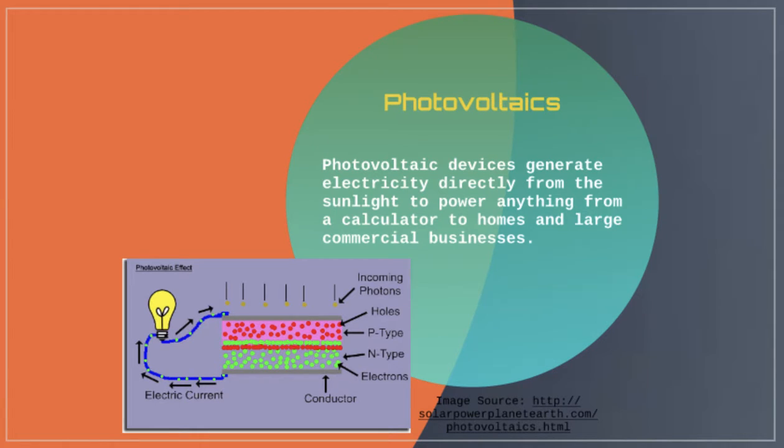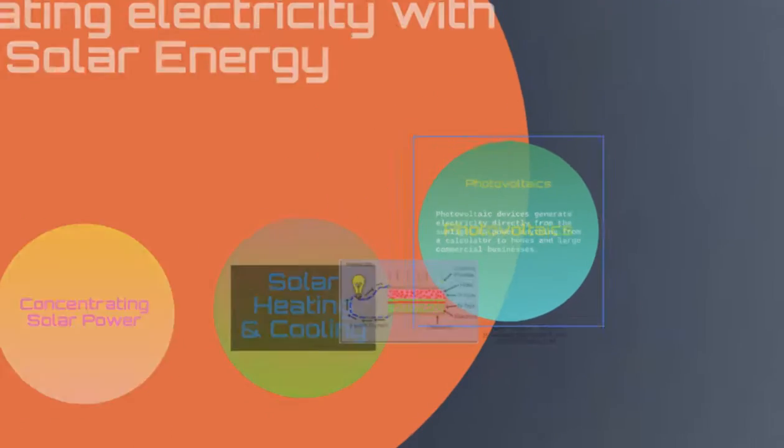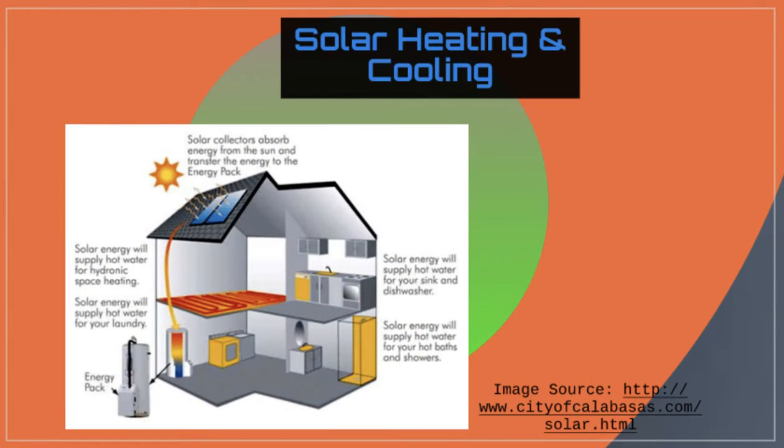Photovoltaic devices generate electricity directly from the sunlight to power anything from a calculator to homes and large commercial businesses. Solar heating and cooling devices collect thermal energy from the sun and use this heat to provide hot water, space heating, cooling, and pool heating for residential, commercial, and industrial applications.